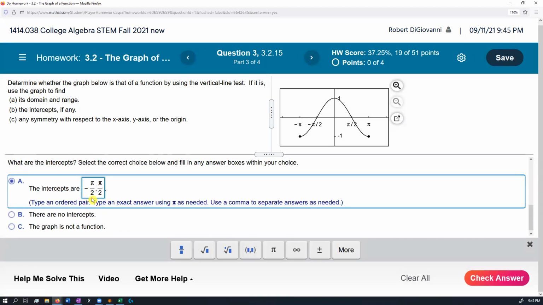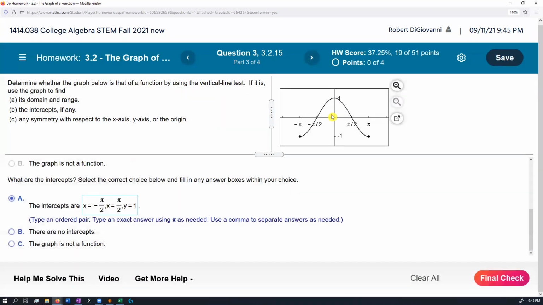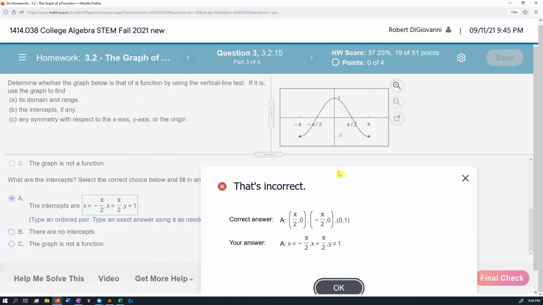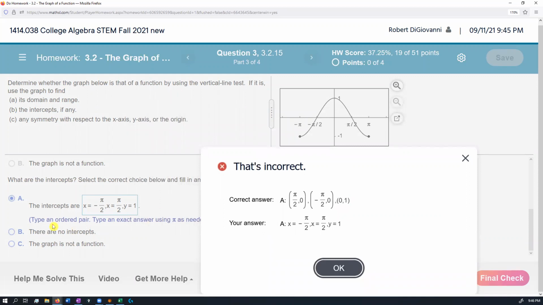So I think you're going to have to put the x-intercepts, x equals this, x equals that. Those are two x-intercepts, comma, y equals, and it hits the y-axis at 1. It's not liking that. Let me have it check because I need to see how it wants it. It wants them as points. Oh, it says right here, type an ordered pair. I didn't read the instructions.